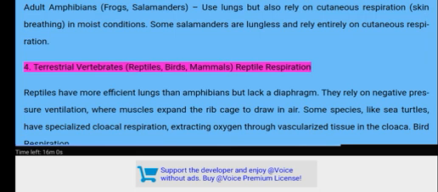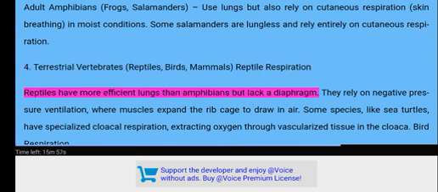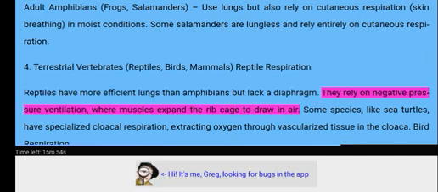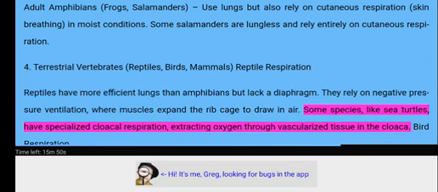4. Terrestrial vertebrates: reptiles, birds, mammals. Reptile respiration. Reptiles have more efficient lungs than amphibians but lack a diaphragm. They rely on negative pressure ventilation, where muscles expand the rib cage to draw in air. Some species, like sea turtles, have specialized cloacal respiration, extracting oxygen through vascularized tissue in the cloaca.